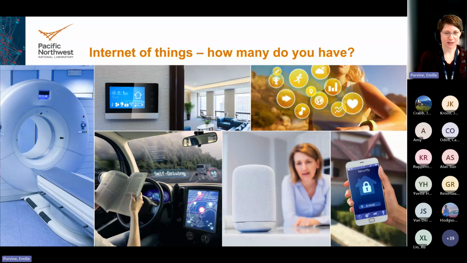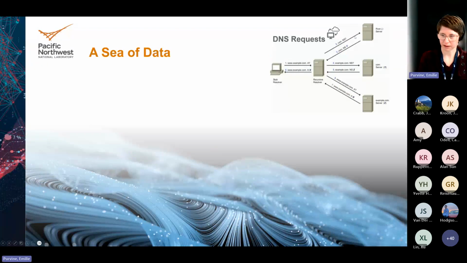Just the point here being that cyber data is everywhere, interconnected devices are everywhere, and so it's even more important for us to be able to analyze and understand what these systems are doing. Okay, there we go. So the sea of data: there's all kinds of data that we collect from cyber systems, or that can be collected by the people that run these enterprise cyber systems.